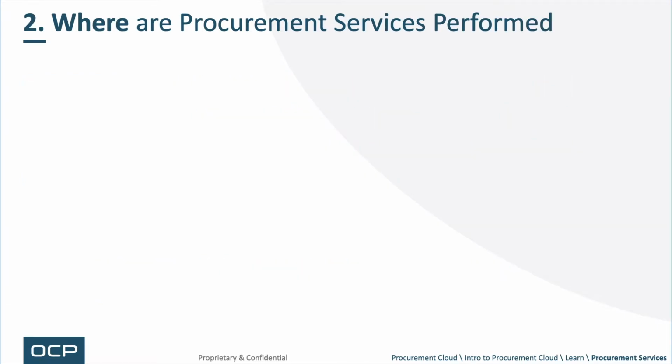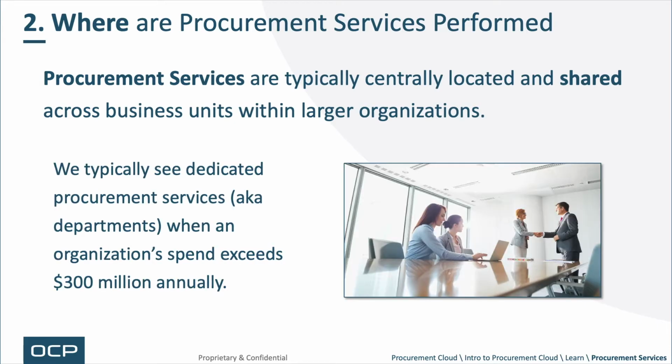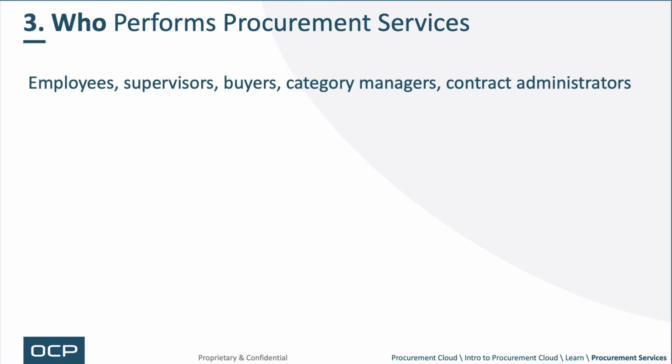Second topic, where are procurement services performed? Procurement services are typically centrally located and shared across business units within larger organizations. We typically see dedicated procurement services, meaning a department, when an organization's spend exceeds $300 million annually. Third topic, who performs procurement services? Well, quite a few people: employees, supervisors, buyers, category managers, contract administrators, and more.